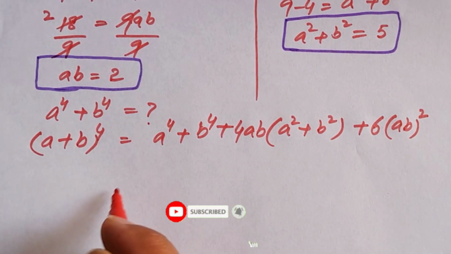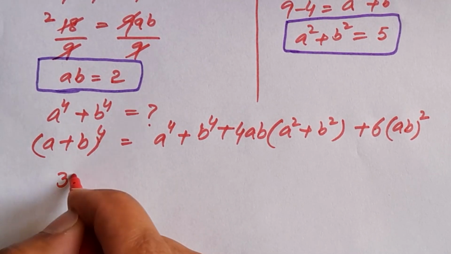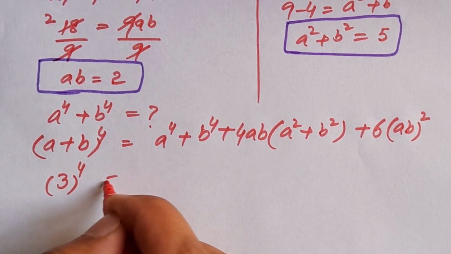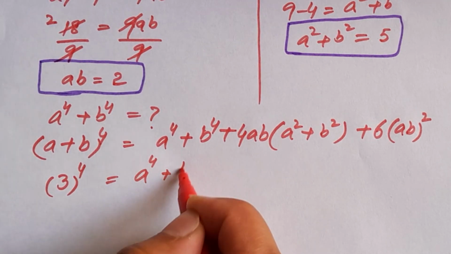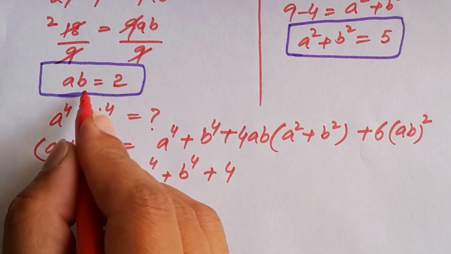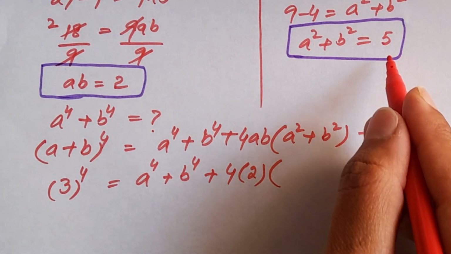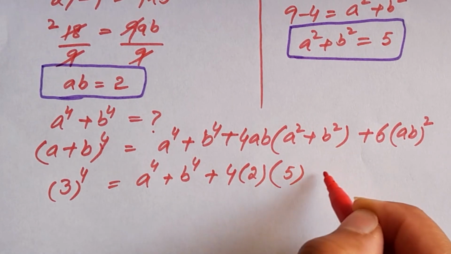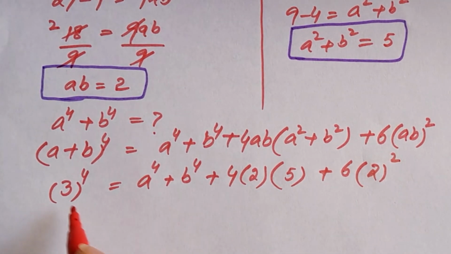After putting the values, a plus b is equal to 3, so 3 to the power 4. We don't know a to the power 4 plus b to the power 4, so as it is, plus 4. From here we have the value of ab, and from here we have the value of a square plus b square, plus 6 times ab, which is 2, 2 to the power 2.